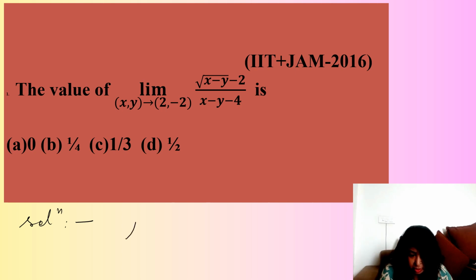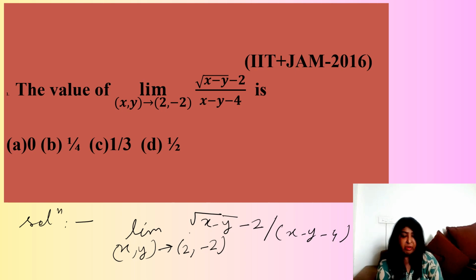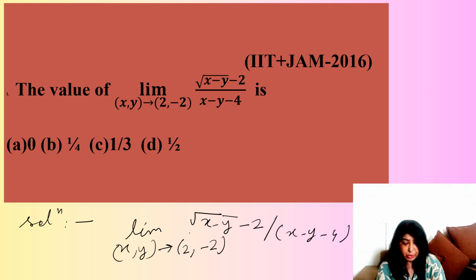We are given the limit as (x, y) approaches (2, -2) of (root of x minus y, minus 2) divided by (x minus y minus 4). So what will we do? We will rationalize it.